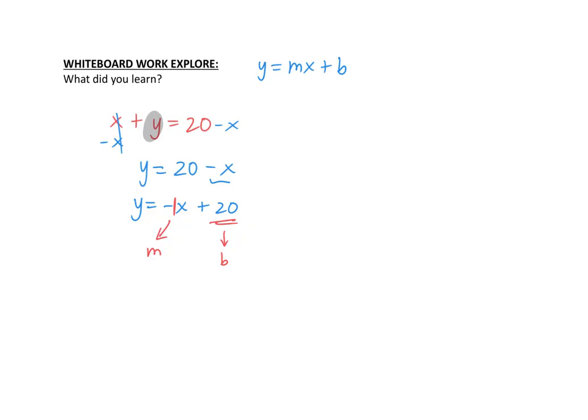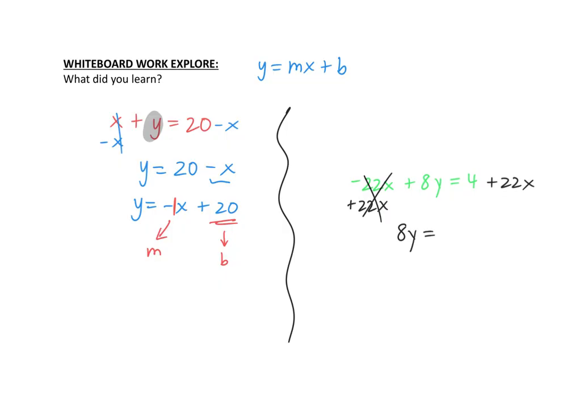So let me give you another one. I might have given you something like this: negative 22x plus 8y equals 4. And I might have said, okay, find me the slope and the y-intercept and then graph it. So again, since it's not in y equals mx plus b form, let's solve it for y. I'm going to start by adding 22x to both sides. That zeroes out. I get 8y equals, and I'm going to right away just rearrange it, put my x first, 22x plus 4.